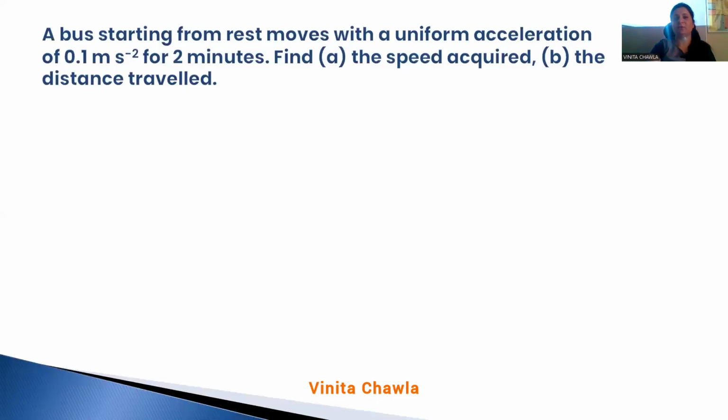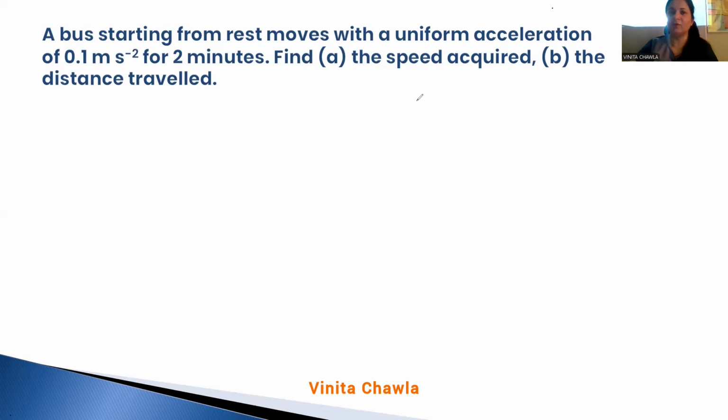Next, now we have a numerical based on this. A bus starting from rest moves with uniform acceleration of 0.1 meter per second square for 2 minutes. Find the speed acquired and the distance traveled. So here we have to use the 3 equations of motion that we have discussed. And using those equations, we will find the things which have been asked in this question.